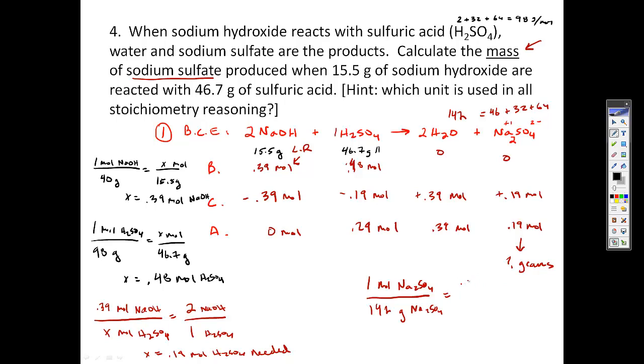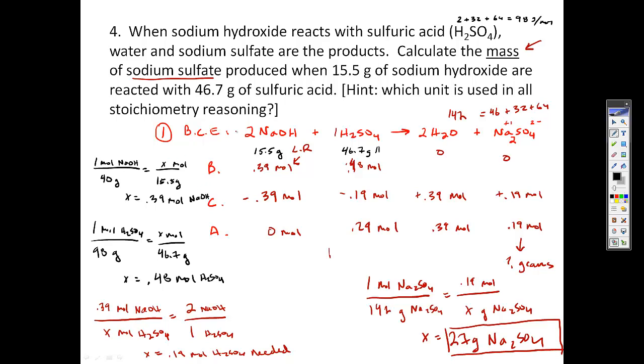Okay, if we've got 0.19 moles, how many grams is that going to be? Go to the trusty calculator. 0.19 times 142. We are looking at 27 grams of Na2SO4. That is our answer.